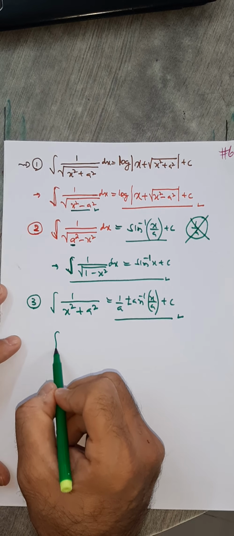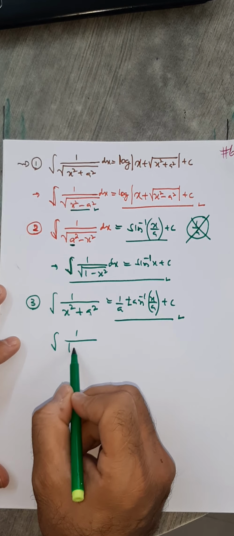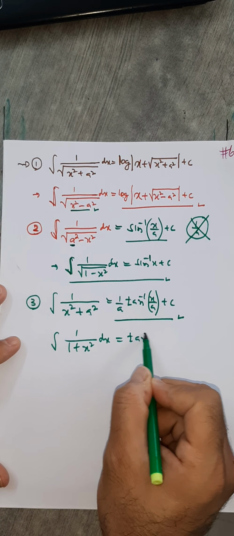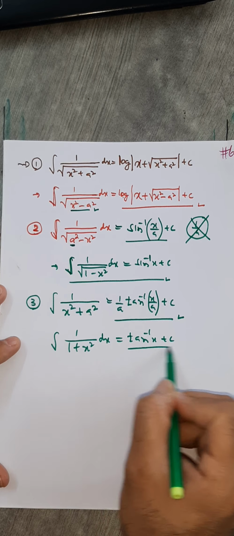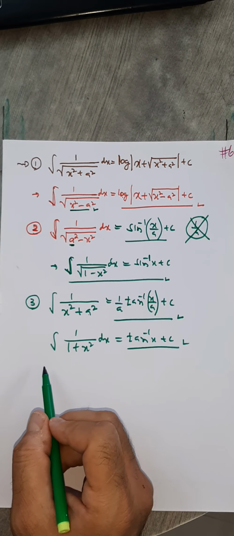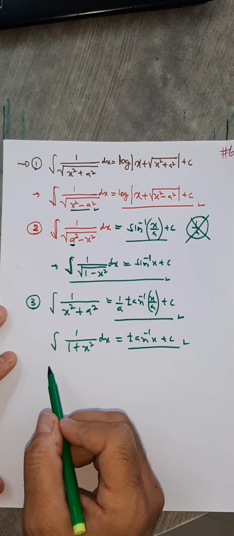If I put a equals to 1, integral of 1 upon 1 plus x squared dx, what is this? This is tan inverse x plus c. Differentiation of this portion is this. Here also you can verify. So mainly we use these formulas here.